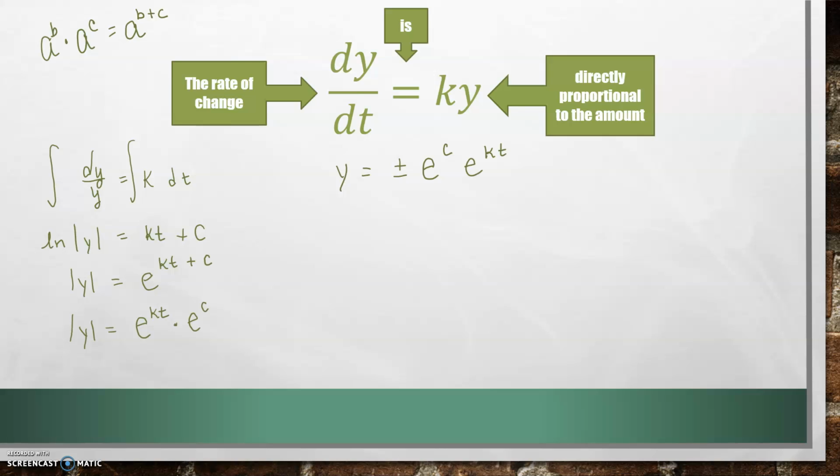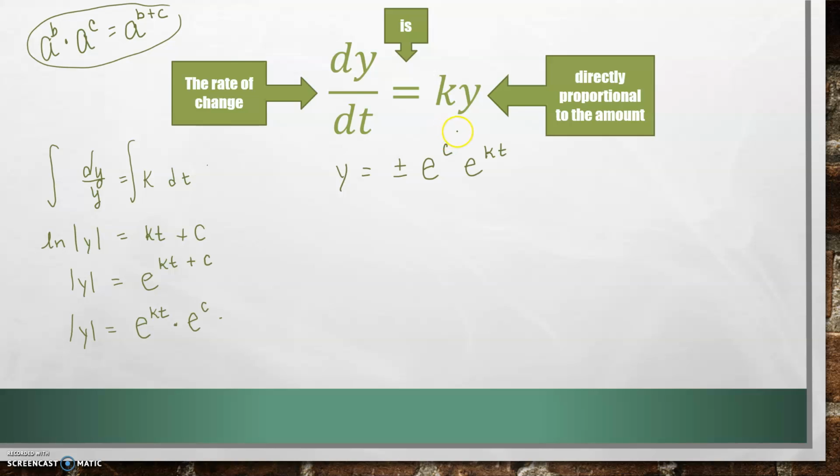All right, so our steps again. First, we separated out the variables. Then we did the antiderivative. And then we're solving for y. And in this step here, we made use of the exponent rule that allows us to multiply instead of add exponents.